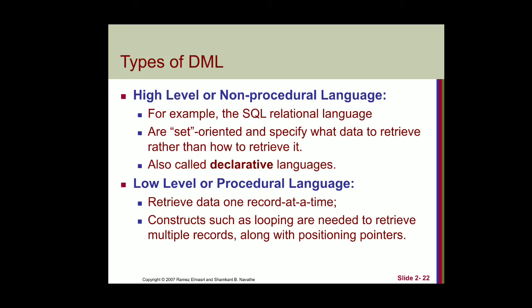Then we have types of DML. High level or non-procedural language. For example, SQL, a relational language, is an example of a high level or non-procedural language. They are set oriented and specify what data to retrieve rather than how to retrieve it. Here we will not make use of any commands which tell us how to retrieve it. What we will be telling is what content has to be retrieved, and it is set oriented because a set of things are extracted when we want to extract it, and it is also known as a declarative language.